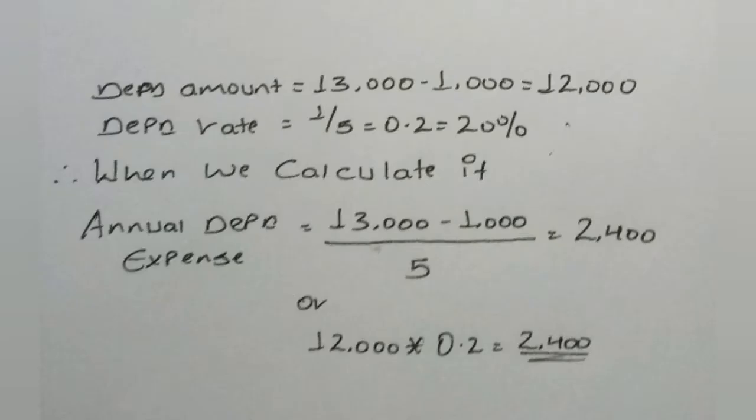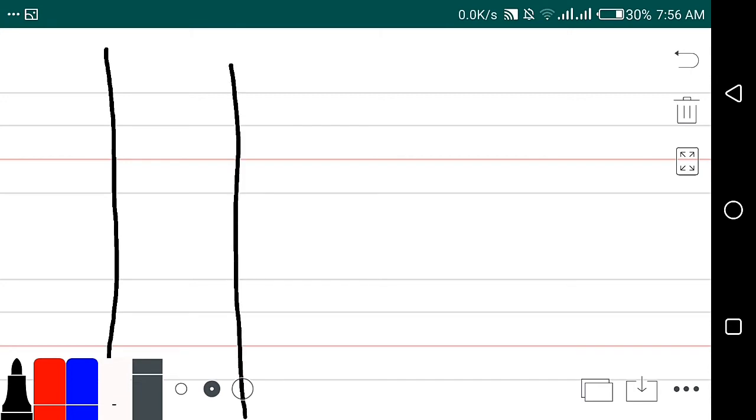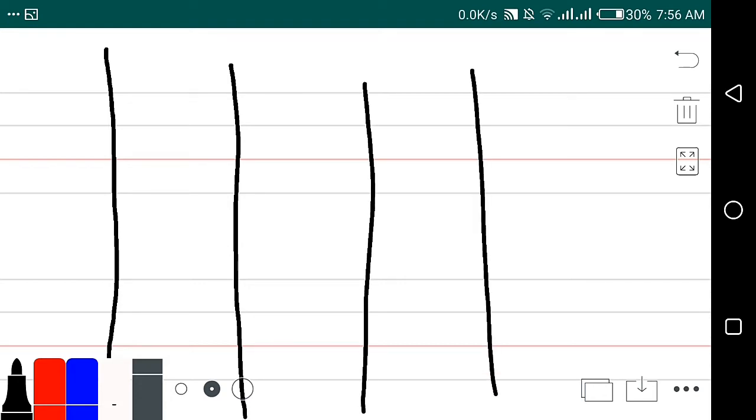Now, so we are going to allocate the depreciation using a table for each year. So we are going to make 6 columns. The first column, second column, third, fourth, the fifth and sixth.